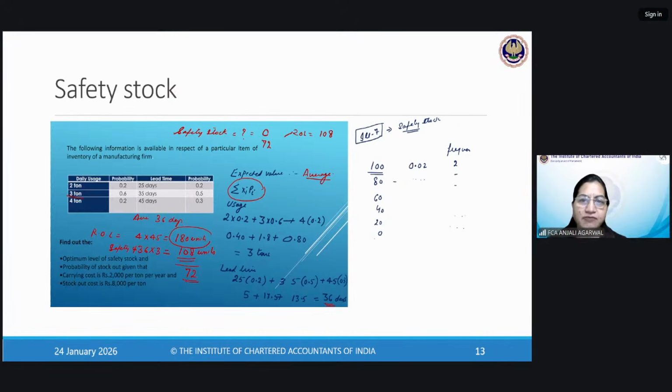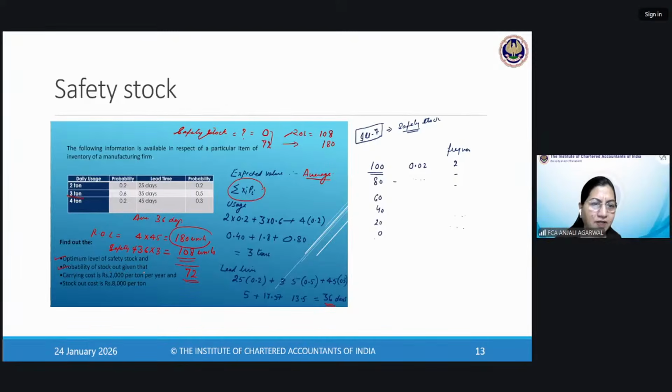So I can keep a safety stock of 0, which means I will place a reorder level at 108. I might keep a safety stock of 72, which means the reorder level is 108 plus 72, 180. But the right level of safety stock will come somewhere between 0 and 72. How is it calculated? Let's see. It depends upon what should be the optimum level of safety stock. That's the question.